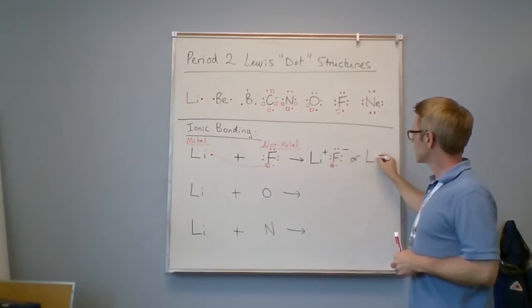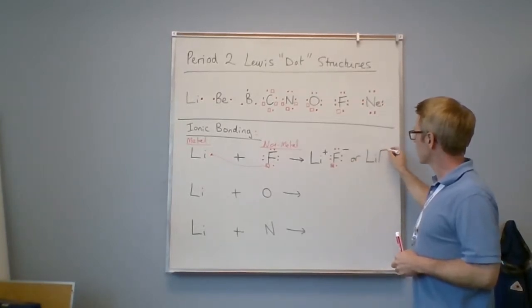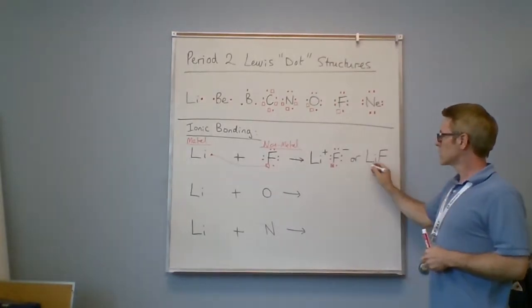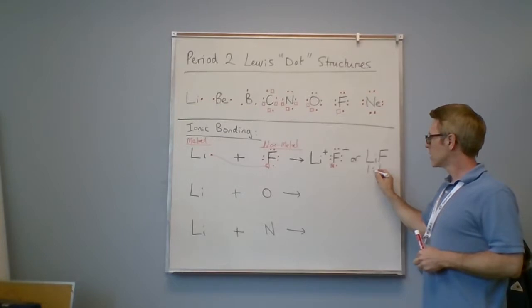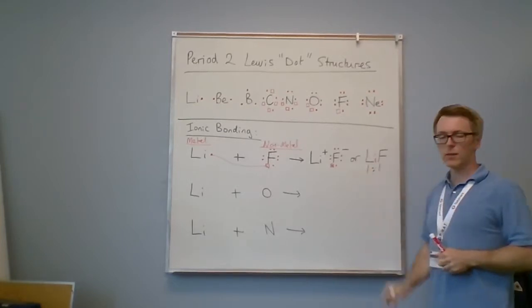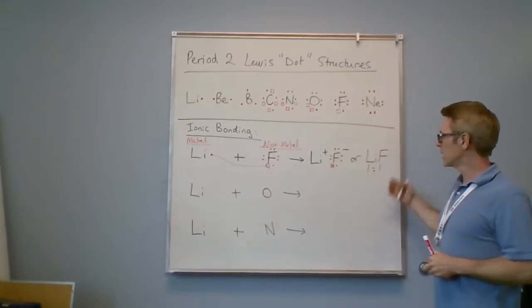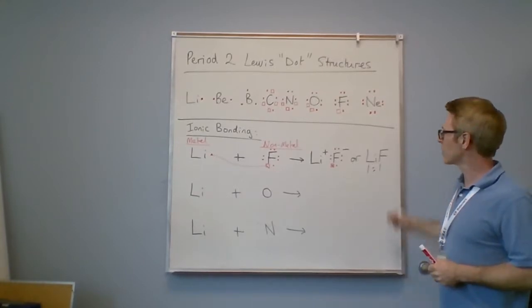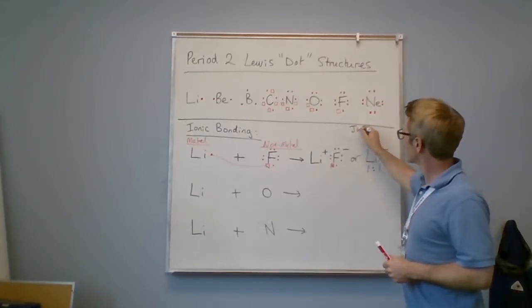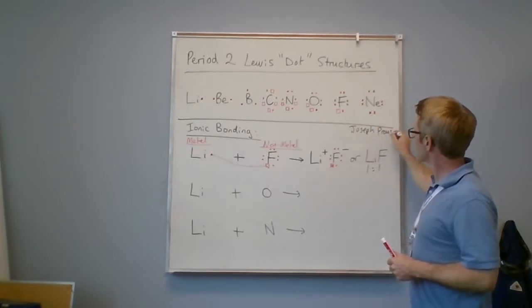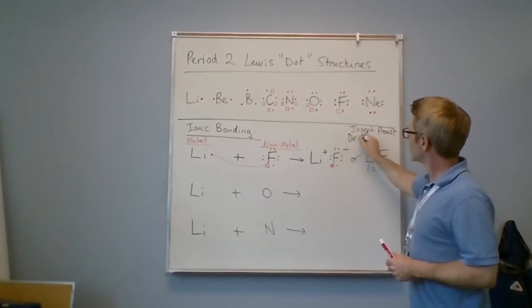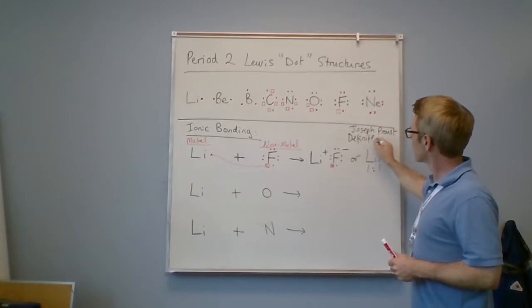And most chemists would just write LiF. Notice this is in a 1-to-1 proportion, meaning there's one lithium and one fluorine in the ionic compound. This is known as Joseph-Proust definite proportions.